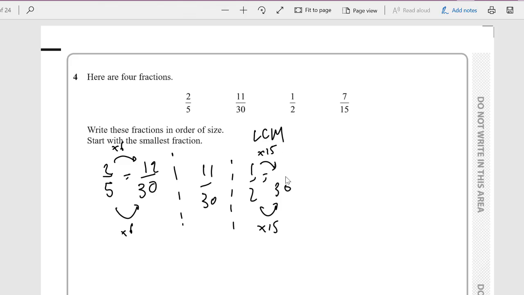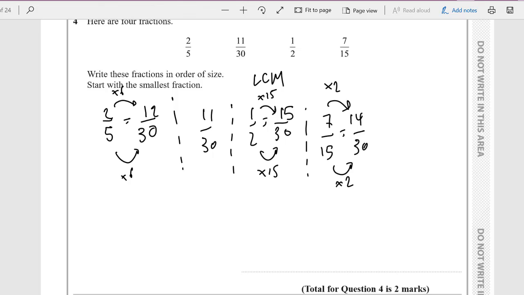Multiply by 15 here, so I get 15. And then 7 over 15, if I'm going to change that to have a 30, I've multiplied that by 2, multiply this by 2, so I get 14. So that means that now I've got 12 over 30, 11 over 30, 15 over 30, and 14 over 30.